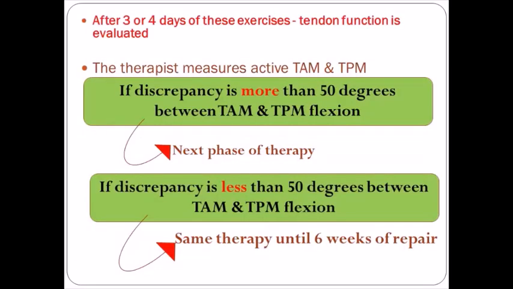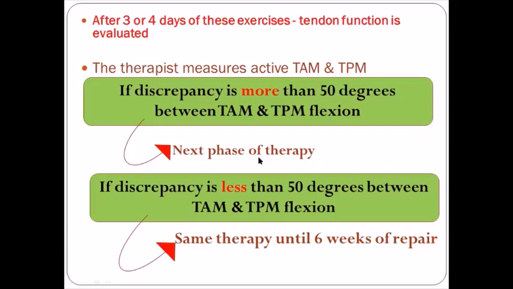Now, the important thing which you have to follow as a therapist is, after 3 to 4 weeks, not days, of these exercises, when the patient is coming to you, you have to go for a small evaluation. You have to measure total active motion, that is TAM, and total passive motion. Now, if there is a discrepancy between the total active motion and total passive motion of more than 50 degrees, then you have to go for the next phase of therapy. Now you should understand why we have to go for the next phase of therapy.